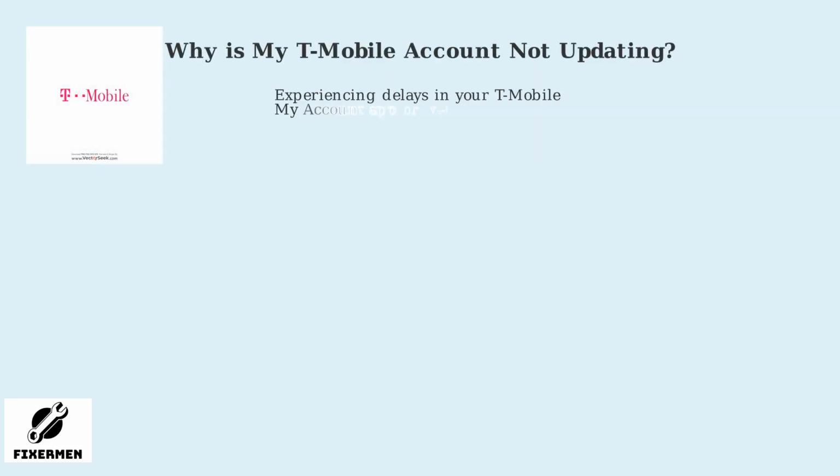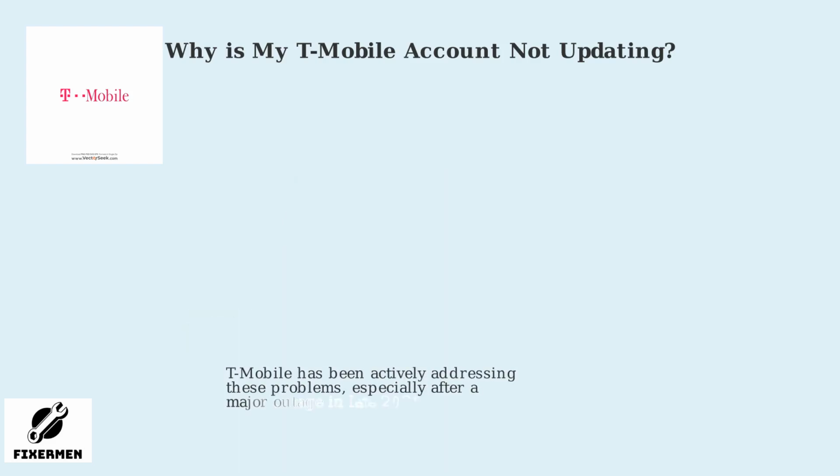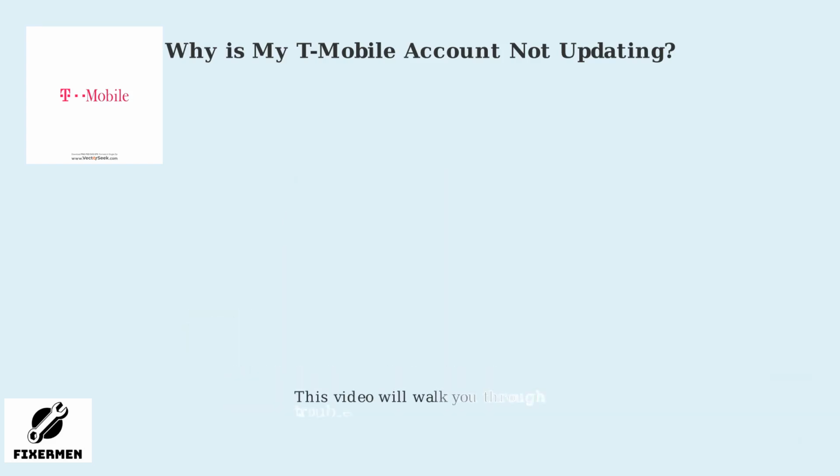Experiencing delays in your T-Mobile My Account app or website updating? You're not alone. These issues usually stem from synchronization failures between T-Mobile's servers and your device. Potential causes include temporary server overloads, outdated cached data, or expired login tokens. T-Mobile has been actively addressing these problems, especially after a major outage in late 2025.